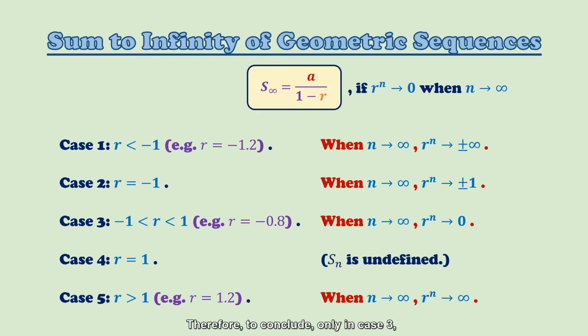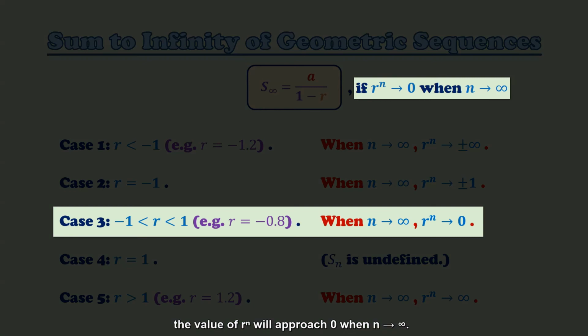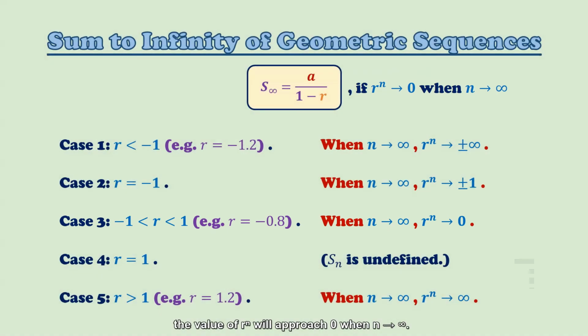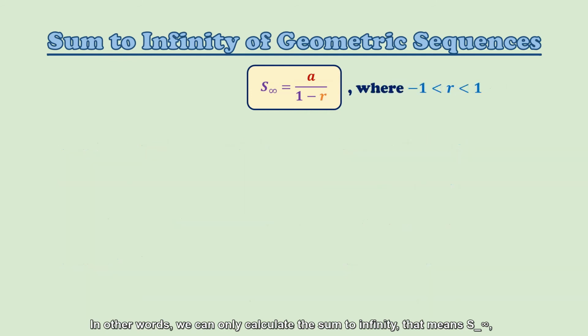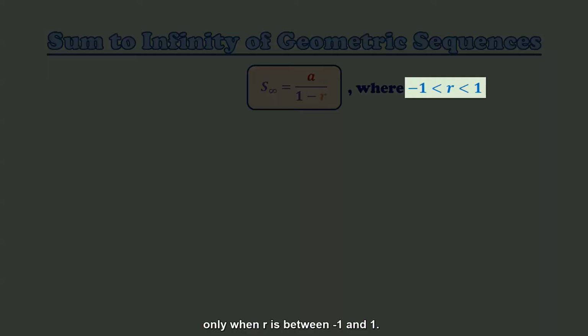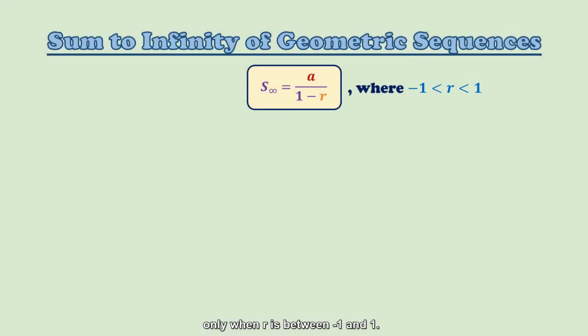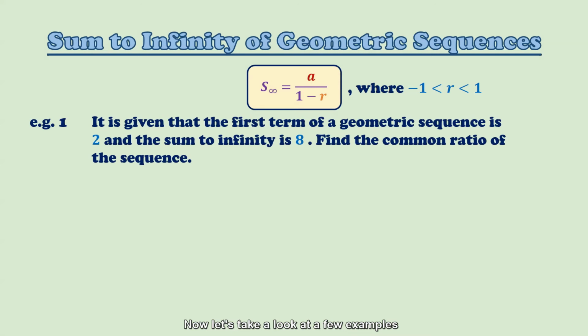Therefore, to conclude, only in case 3, the value of r to the power n will approach 0 when n approaches infinity. In other cases, r to the power n will not approach 0 and therefore S infinity does not exist. In other words, we can only calculate the sum to infinity, that means S infinity, only when r is between -1 and 1. Now let's take a look at a few examples and see how we can apply this concept of sum to infinity of geometric sequences.